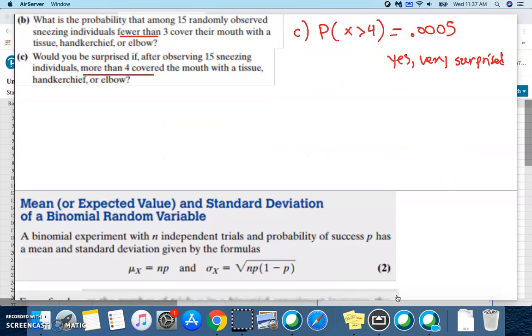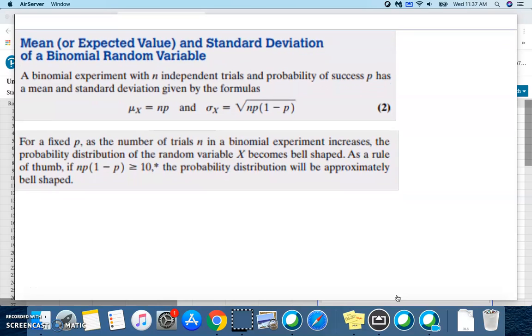Okay. So now we're going to talk about the mean, or the expected value, and standard deviation of a binomial random variable. In a binomial experiment with n independent trials, where the probability of success is p, here's how we find the mean and standard deviation. The mean is just n times p, the number of independent trials times the probability of success. The standard deviation is the square root of n times p times 1 minus p, so the number of trials times the probability of success times the probability of failure, and then you take the square root, because it's standard deviation.